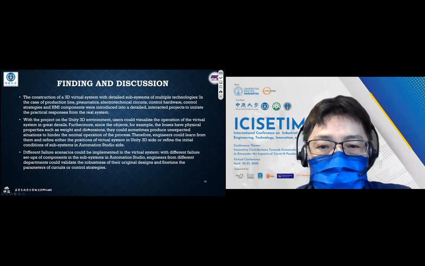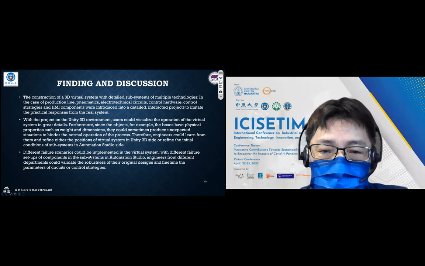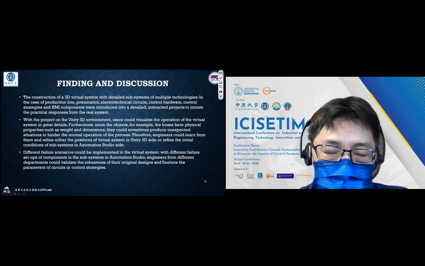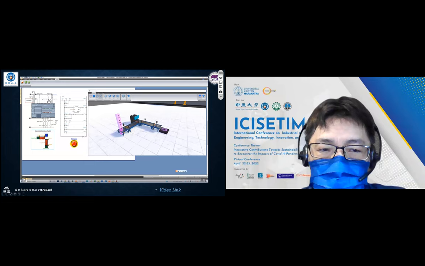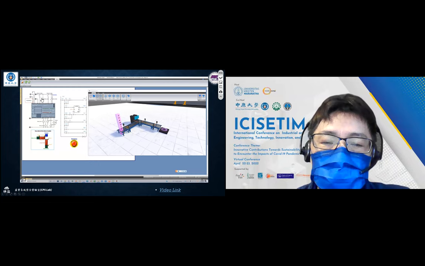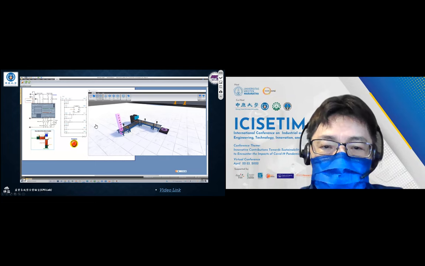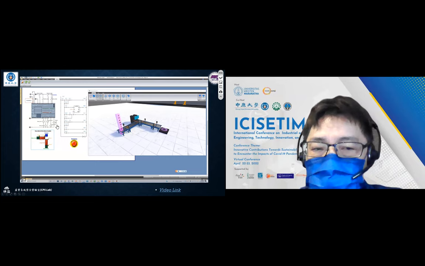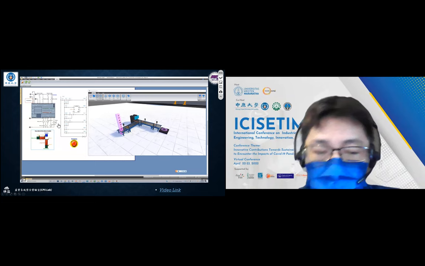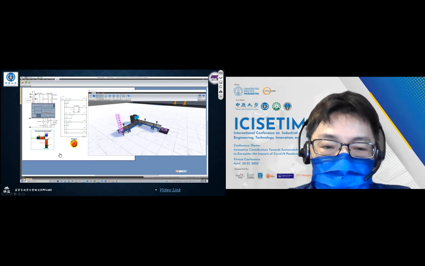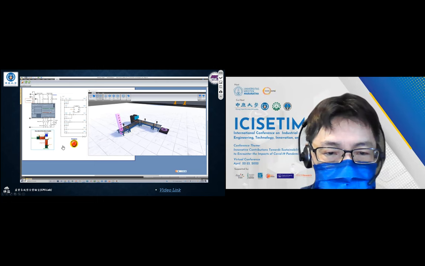Also, the final one is that different failure scenarios can be implemented in the virtual system. Actually, in this Automation Studio, there is a troubleshooting for each environment. For example, on this side, each component can have a troubleshooting. You can make it fail on purpose. So you can see what your response is, for either this 3D side or this schematic side. So there are a lot of applications. You can train your personnel, or you can test the robustness of your system. It is possible.